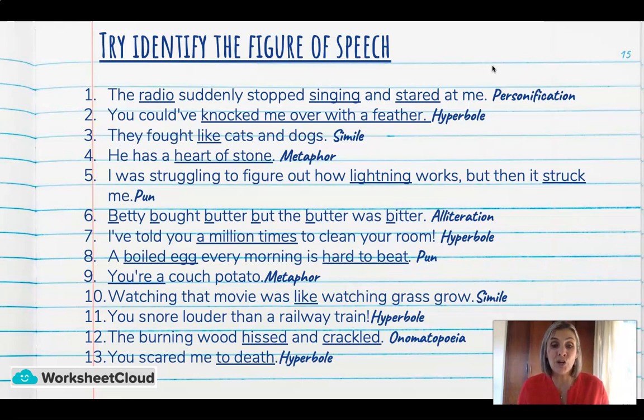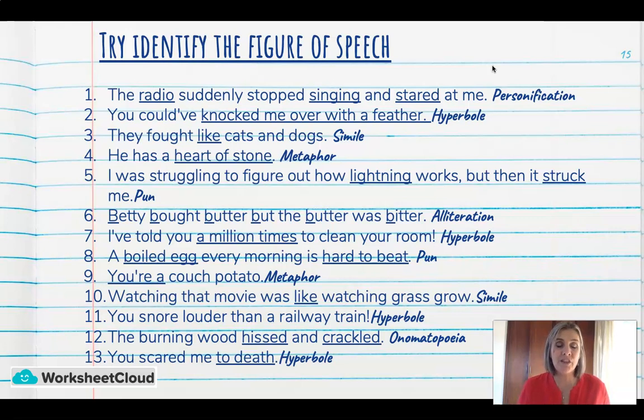Number 11, you snore louder than a railway train. Complete exaggeration. If you ever lived close to or past a railway line and have the train go past, it's very loud. But your snoring is not as loud as that train going past.